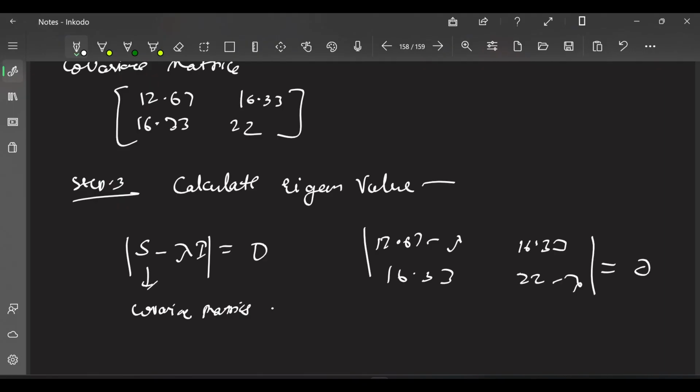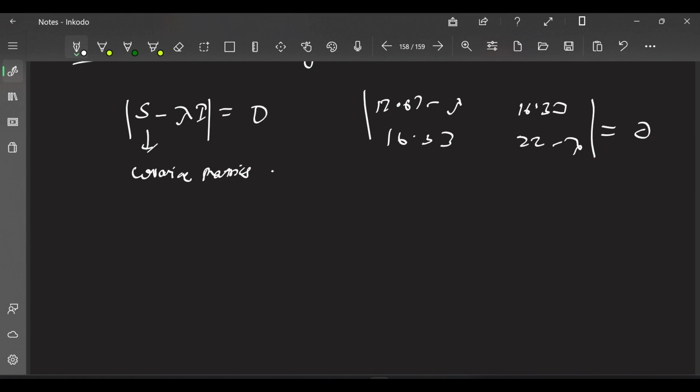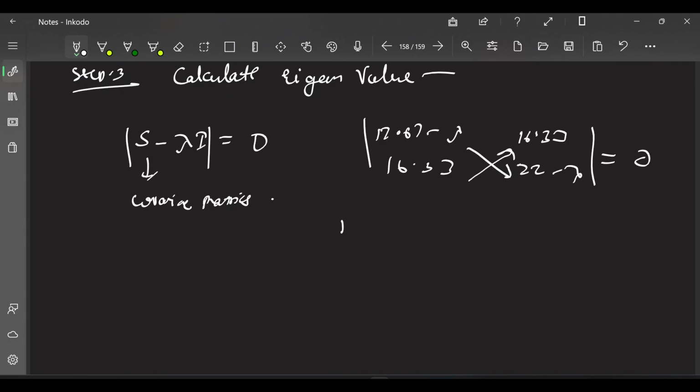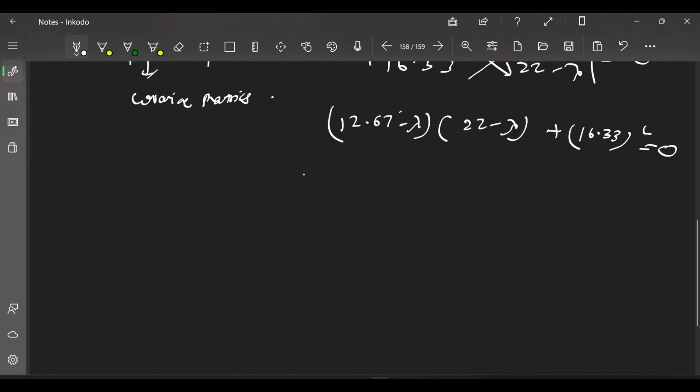So from here we will calculate the lambda value. How will we find the lambda value? We have to cross multiply this. Okay, so you have to write (12.67 minus lambda) into (22 minus lambda) minus 16.33 squared is equal to 0. Okay, so from here you will calculate the lambda: lambda 1 and lambda 2.